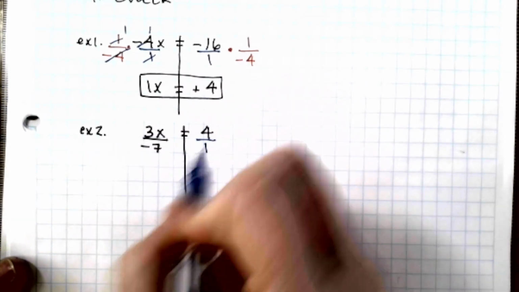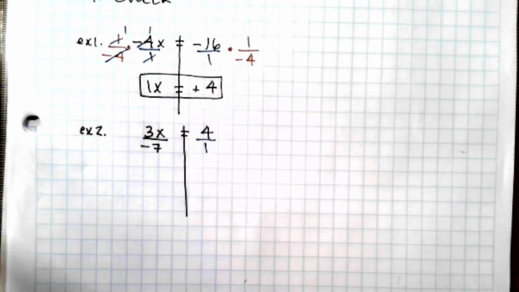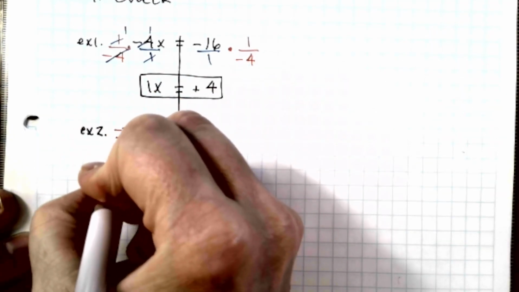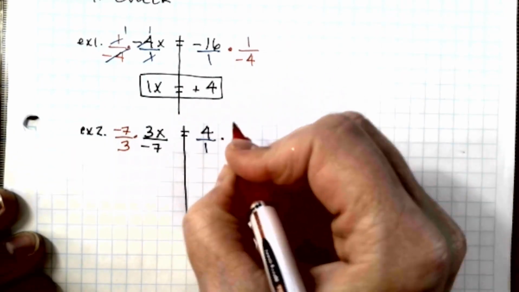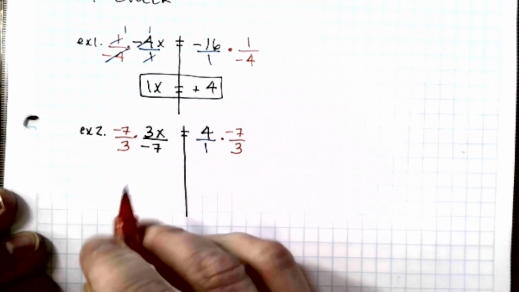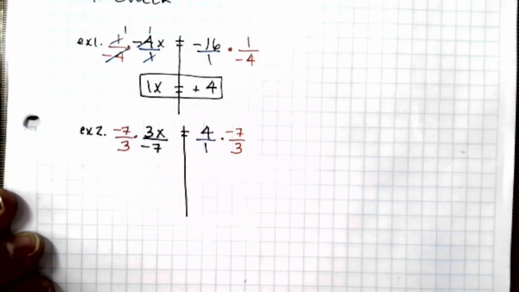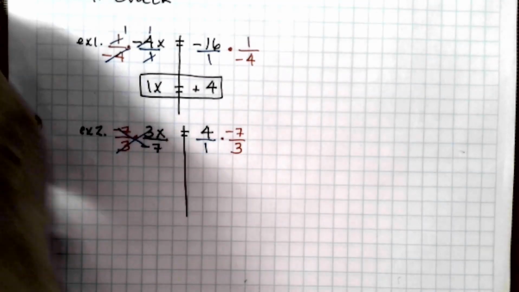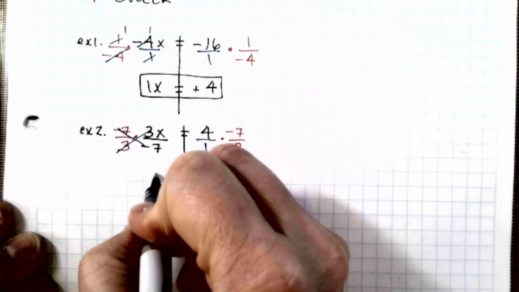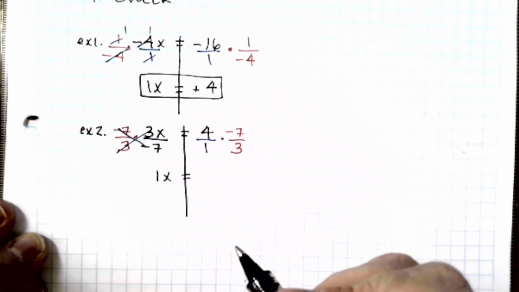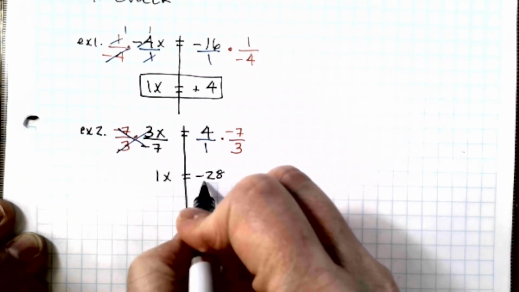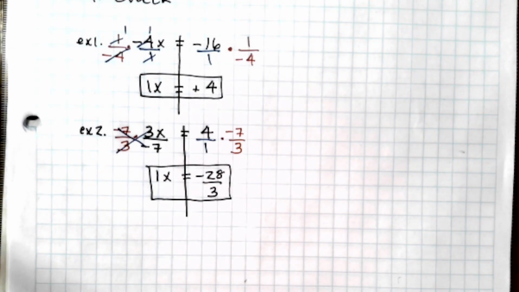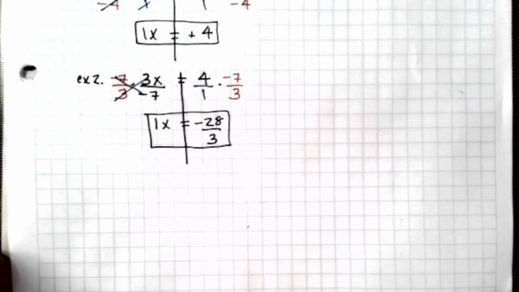So put the 4 over its invisible 1, and the reciprocal of 3 over negative 7 is negative 7 over 3. And we're going to multiply both sides by the same thing because we need to keep the sides equal. On the left, the reciprocal multiplies and simplifies to a 1x. On the right, we have negative 28 over 3, and we're done. See how easy that was? Reciprocals make fractions really simple.